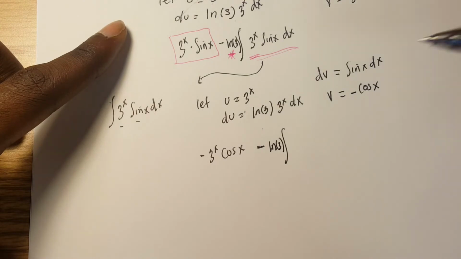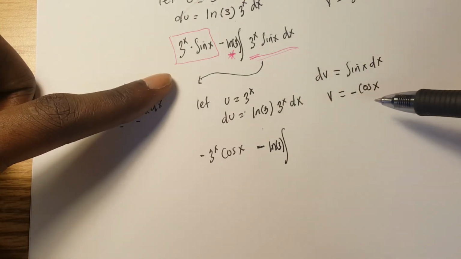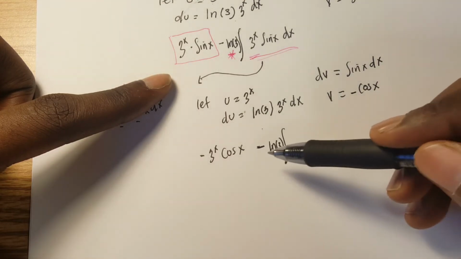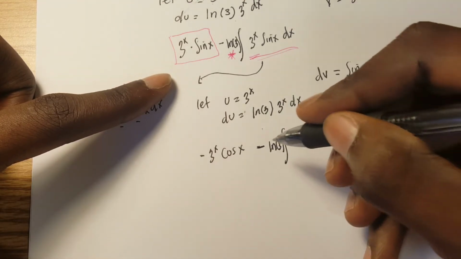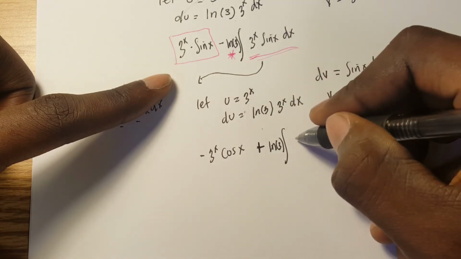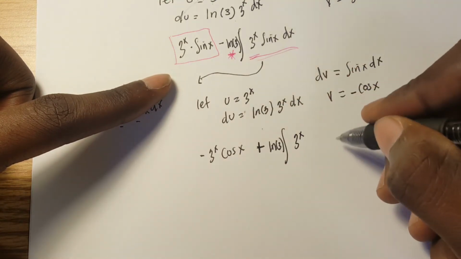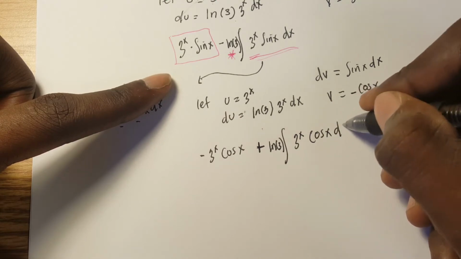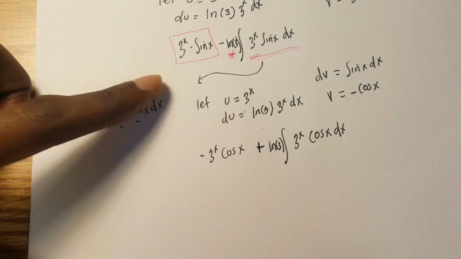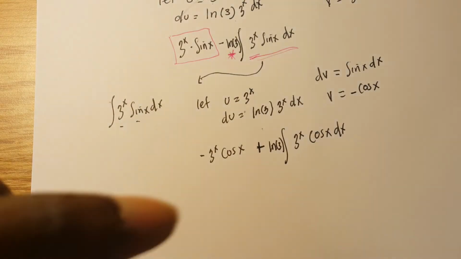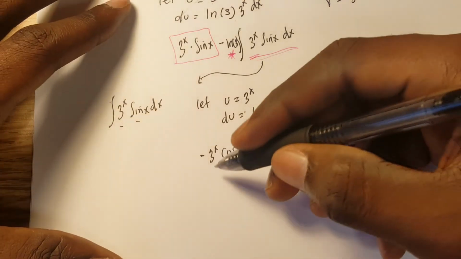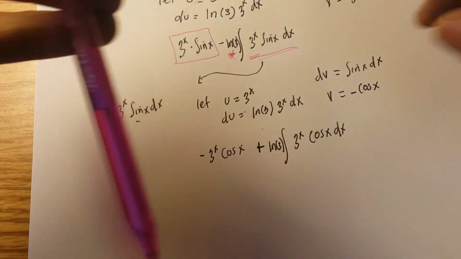Then we multiply the 3^x by minus cosine x. But we have a minus sign here, so we can bring that one also through the integral sign, and we'll make this guy positive. Then we have our 3^x cosine x dx. So at this point, this part of the problem is also solved.